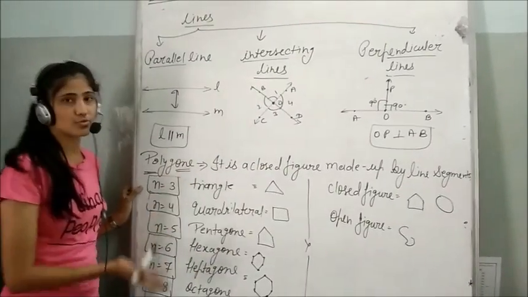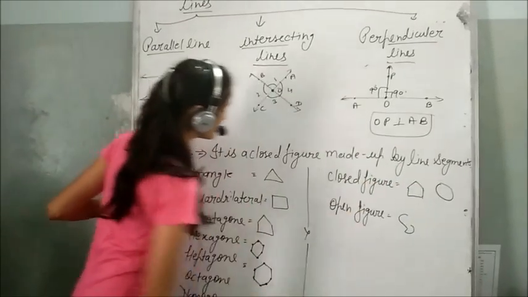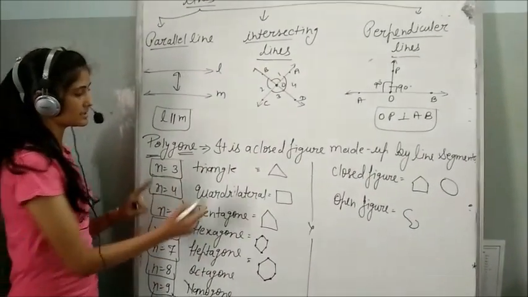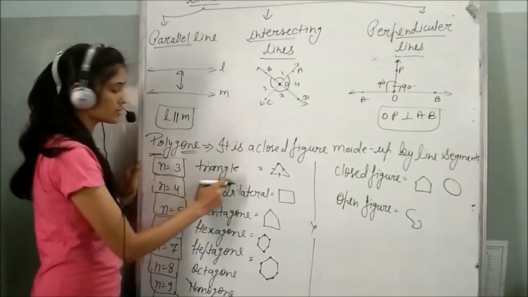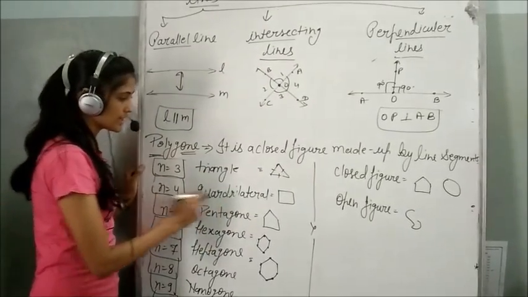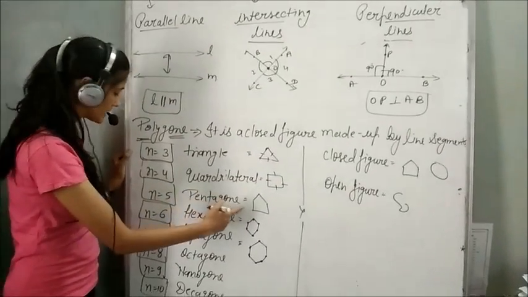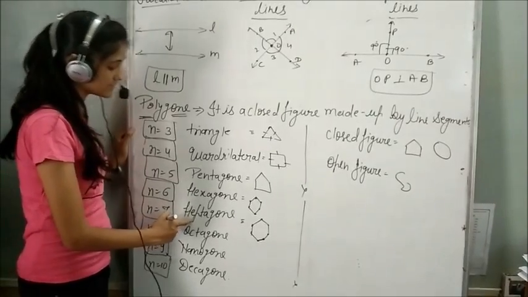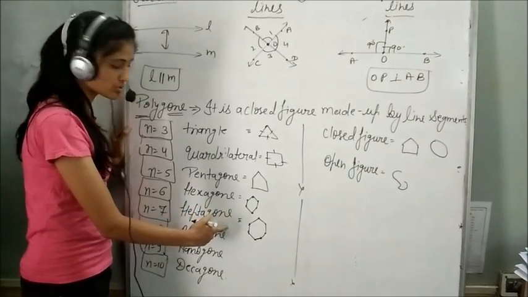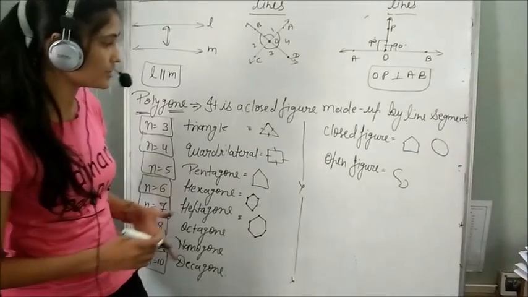Here are the polygons. A polygon is a closed figure made up of line segments. If a closed figure has 3 sides, 1, 2, 3, it is called a triangle. Here with 4 sides, it is called a quadrilateral. With 5 sides, it is a pentagon. 6 for hexagon, and 7 sides for heptagon. 8 for octagon, 9 for nonagon, and 10 for decagon.